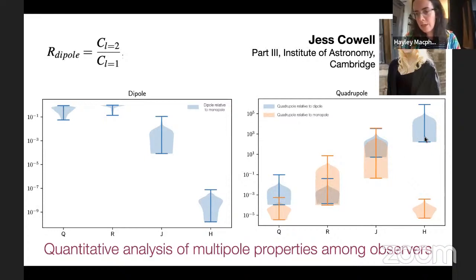She's currently applying for PhDs, and so hopefully we'll have something out in the future, this more quantitative analysis of the multipole properties among observers.